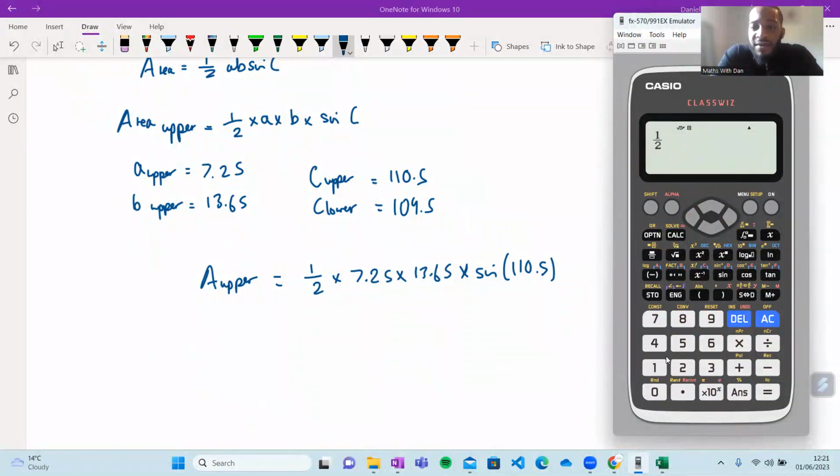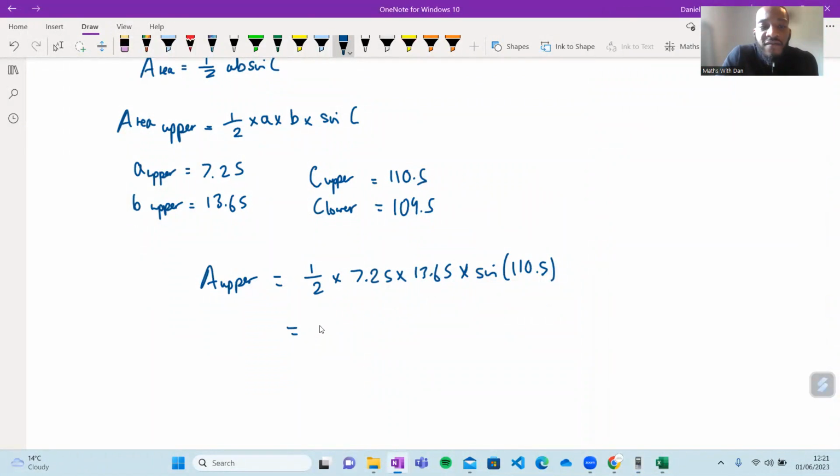A half times 7.25 times 13.65 times the sine of 110.5. Putting this all in, just making sure I've got it all correct. Yeah, that looks fine to me. Click equals. This gives me 46.3477. Now let's try the 109.5 and see what that gives us.